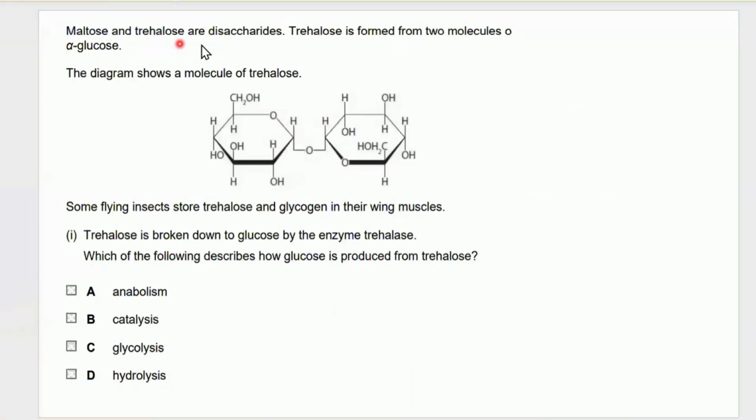Okay, moving on. Maltose and trehalose are disaccharides. Yet again, trehalose and maltose making a comeback. Some flying insects store trehalose and glycogen in their wing muscles. Trehalose is broken down to glucose by the enzyme trehalase. Which of the following describes how glucose is produced from trehalose? And of course, we know that one is hydrolysis. So if you're going to break down a molecule to release glucose, it's going to be hydrolysis.